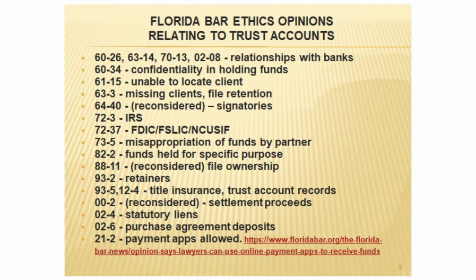Ethics Opinion 61-15 regards when you're in a situation where you cannot locate your client. 63-3 is also addressing missing clients and also file retention. 73-5 is misappropriation of funds by a partner.